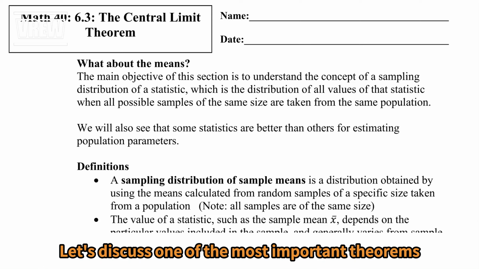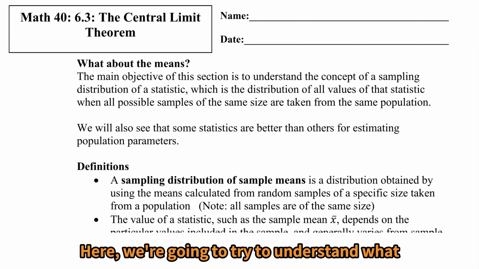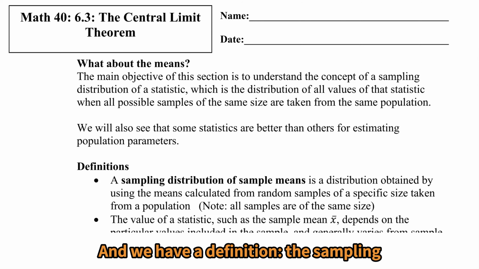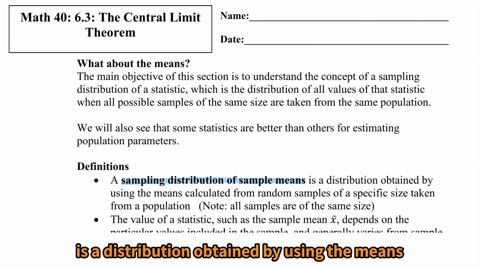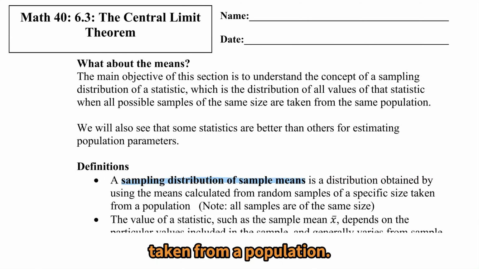Let's discuss one of the most important theorems in statistics, the central limit theorem. Here we're going to try to understand what a sampling distribution of a statistic is, and we have a definition. The sampling distribution of sample means is a distribution obtained by using the means calculated from random samples of a specific size taken from a population.